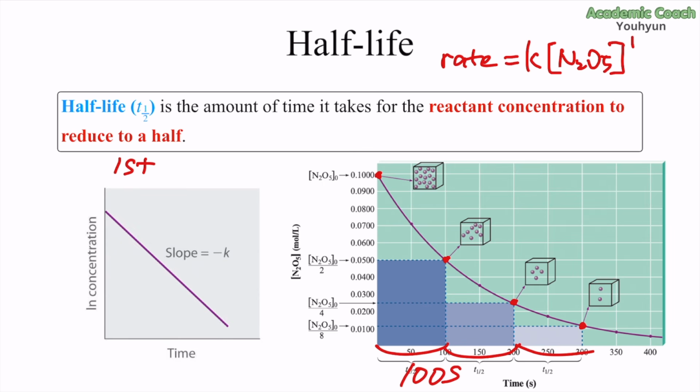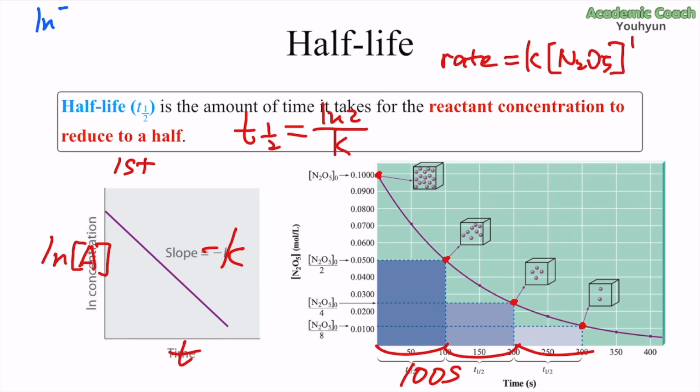And how we obtain the linear line function would be by plotting ln N2O5 over time. And it will be a linear line with negative slope, negative k. And usually we use T1/2 to represent the half-life. And T1/2, the half-life, is ln2 over k. And we can easily derive this if you know how to represent the linear line.